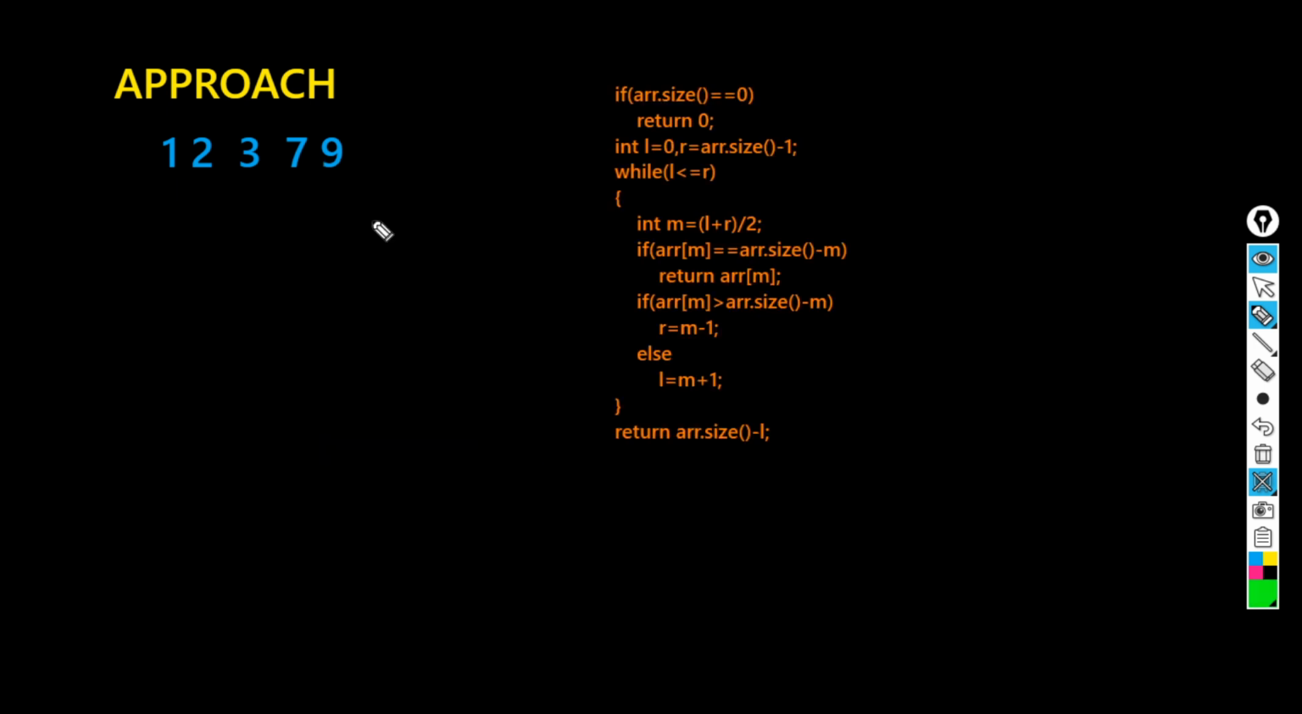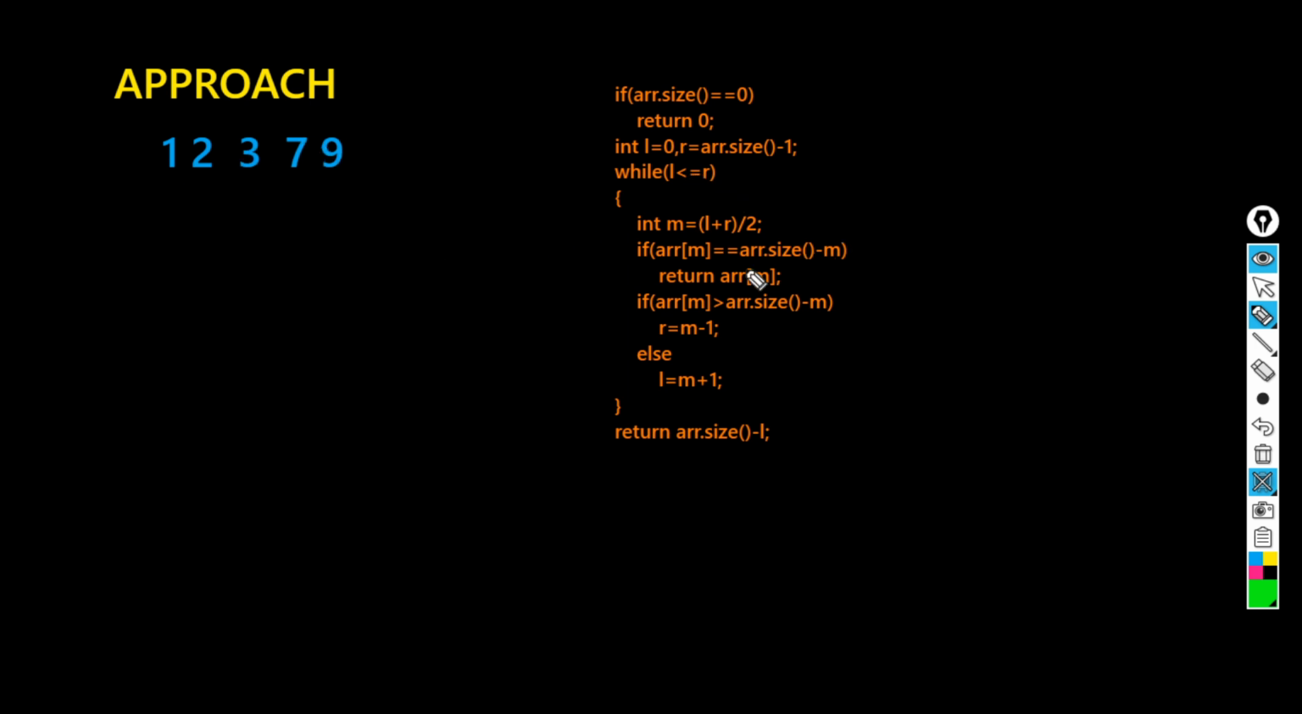So now suppose this is our array and this is our code. We will traverse it. First of all we check whether the size is 0 or not. If size is 0 then we will return 0, and if none of the conditions become true, then we have to return the size of the array minus 1, which will be 5 in this case, sorry, 4 in this case.